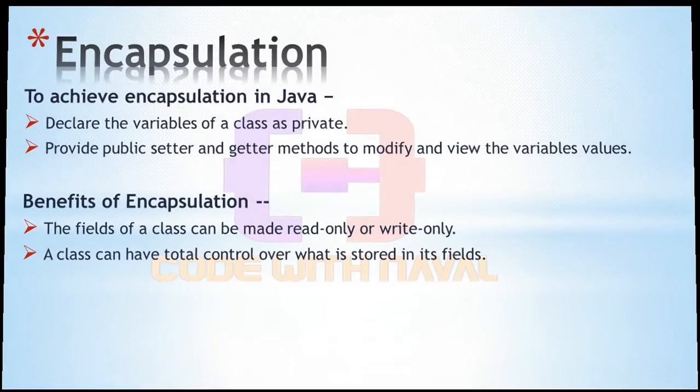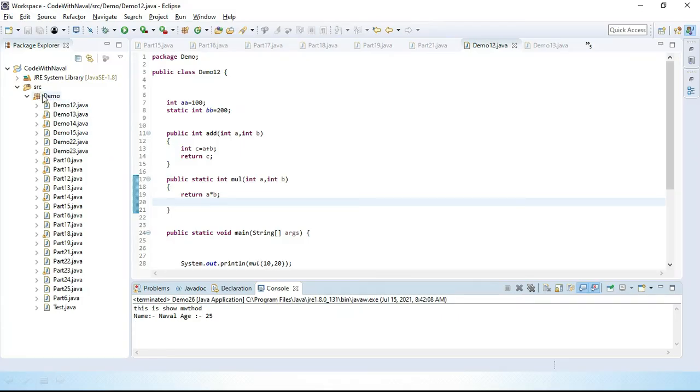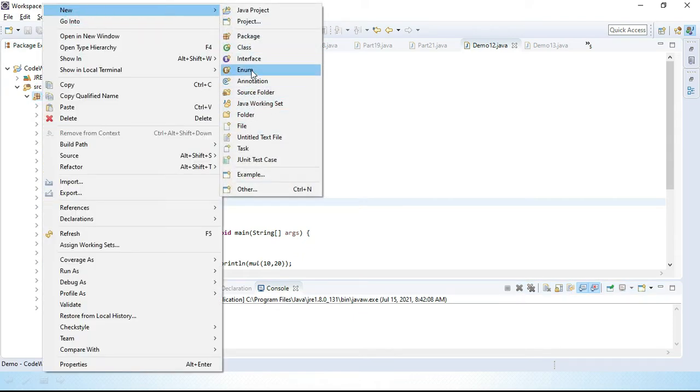So let's understand how we can achieve encapsulation in Java. Declare the variables of a class as private. We create one class, then declare its variables as private. Provide a public setter and getter method to modify and view the variable value. Then what is the benefit of encapsulation? The fields of a class can be made read-only or write-only. A class can have total control over what is stored in its fields. Okay, these are the benefits.